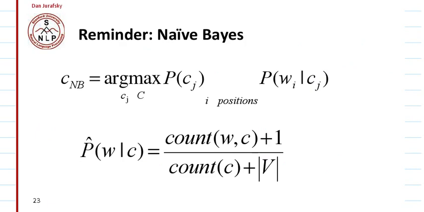In the case of naive Bayes, the class can be predicted as the argmax of the probability of Cj, where Cj belongs to the set of classes. And this is the probability of a word given a class, and we need to calculate it for all the words that are present in the particular document with respect to all the classes.